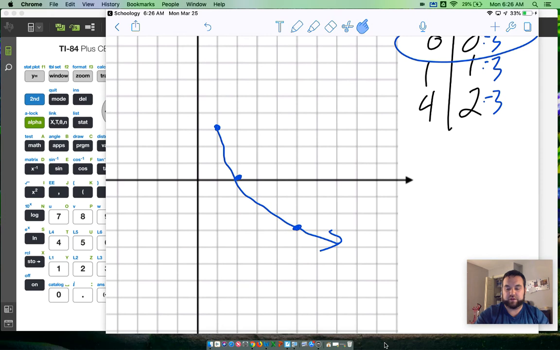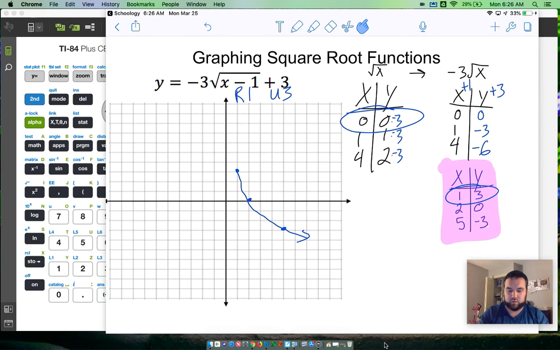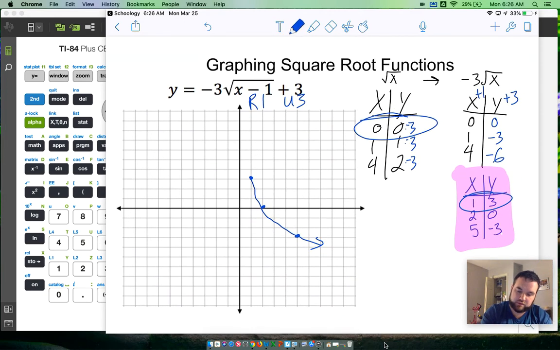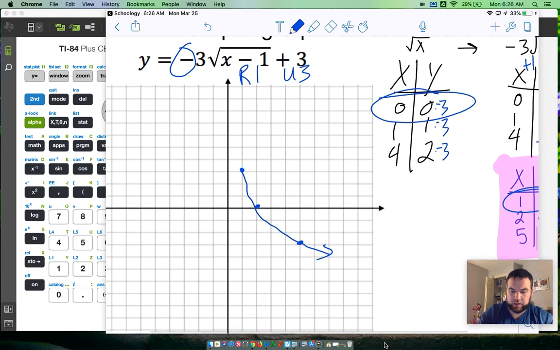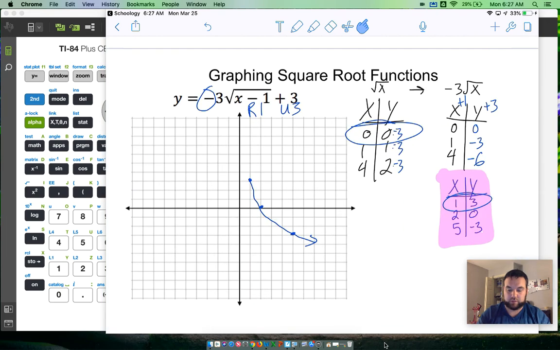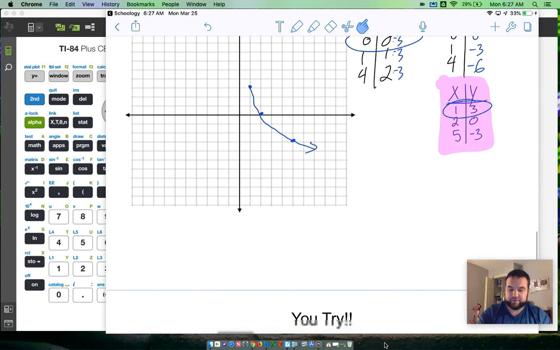Okay. So there's the graph that we're looking for. You'll notice it is starting high and dipping down, which is what that negative in front does to the graph, right? That negative has that reflection. The 3 is stretched, so it is taller than our standard parent function, and then we've moved all of those points to the right 1 and up 3. Okay, so that's one way to graph this.